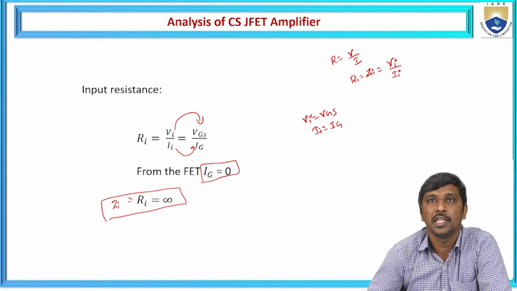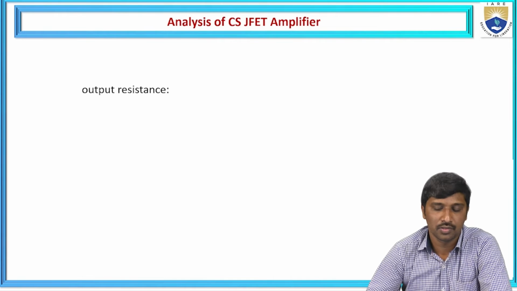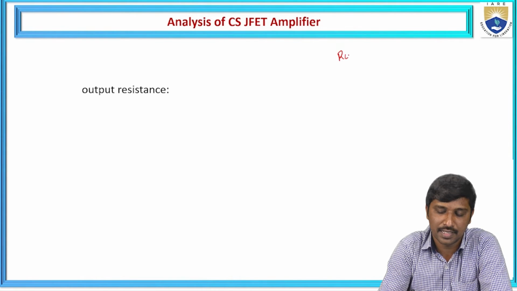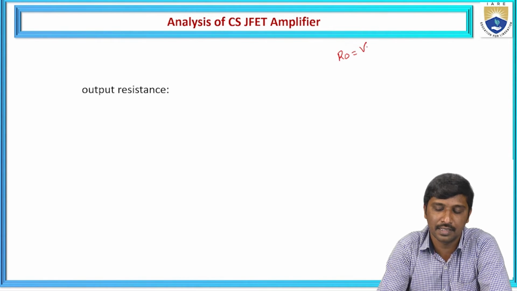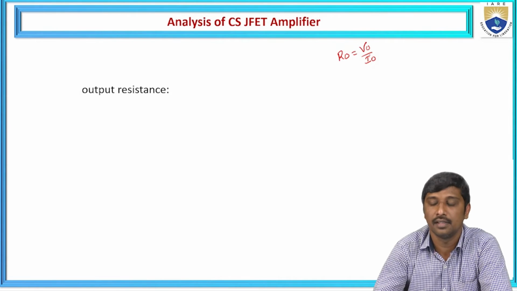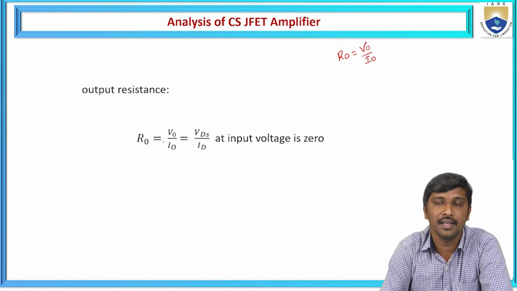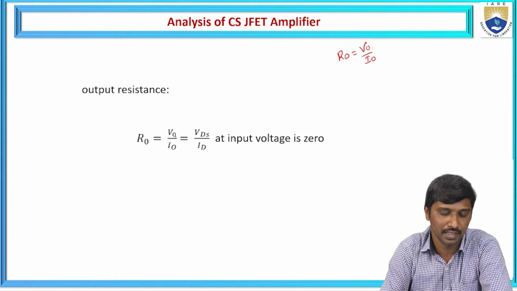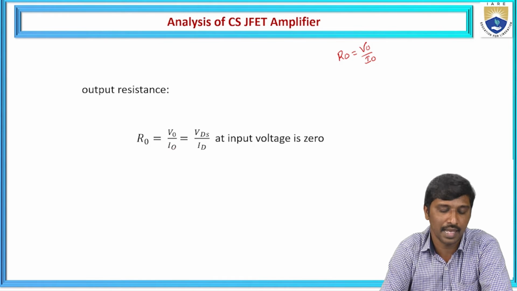Now similarly, we need to calculate the output resistance. Again, the output resistance R0 is a ratio of voltage to current, and those two parameters we need to consider at the output side. Hence it is represented as the ratio of output voltage to the output current when the input voltage is constant. So R0 is defined as the ratio of output voltage, represented as V0, to the output current, that is I naught.